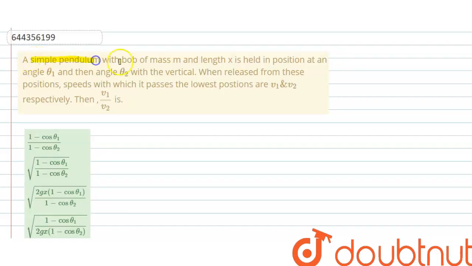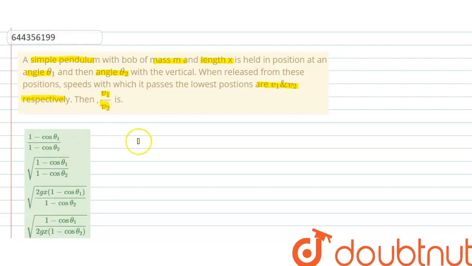Hello everyone, let me explain this question to you. A simple pendulum with bob of mass m and length x is held in position at an angle θ1 and then angle θ2 with the vertical. When released from this position, speeds with which it passes the lowest positions are v1 and v2 respectively. Then v1 is to v2 is, and there are four options given.